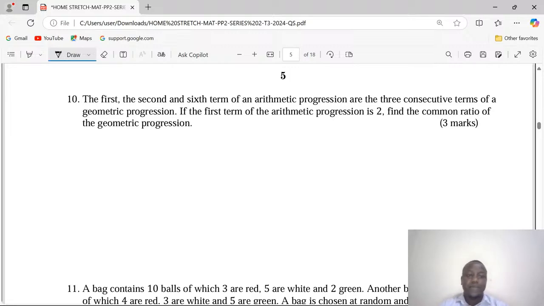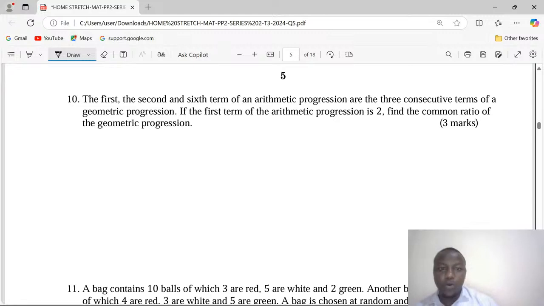Now on series and sequences, we got a question here, which is number 10. The first, the second, and the sixth term of an arithmetic progression are the 3 consecutive terms of a geometric progression. If the first term of the arithmetic progression is 2, find the common ratio of the geometric progression.